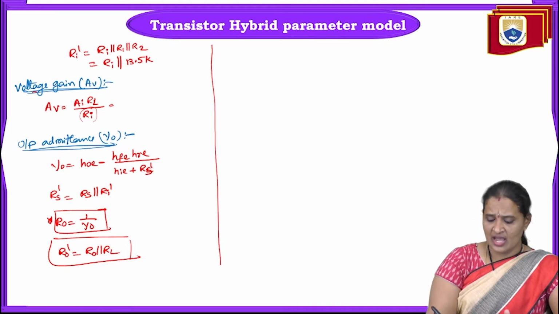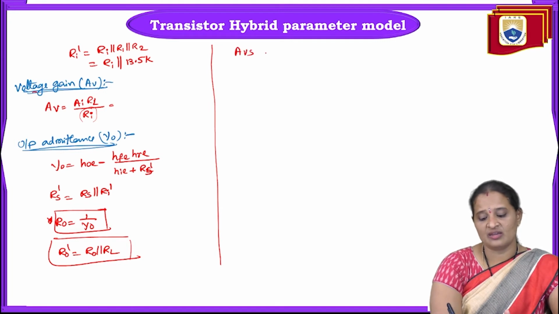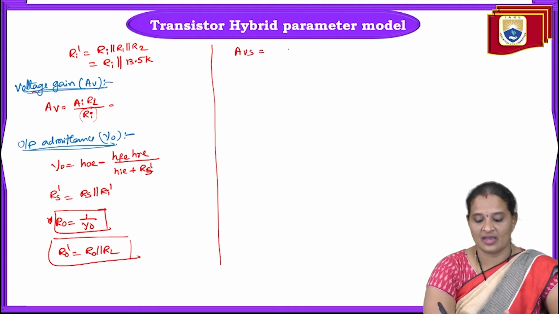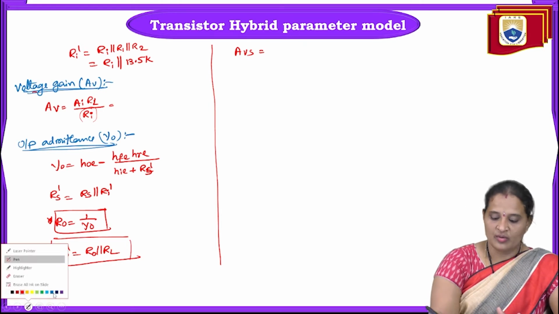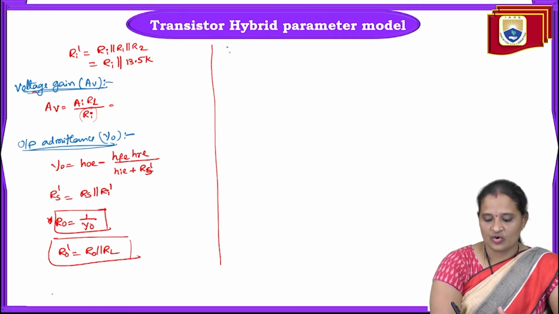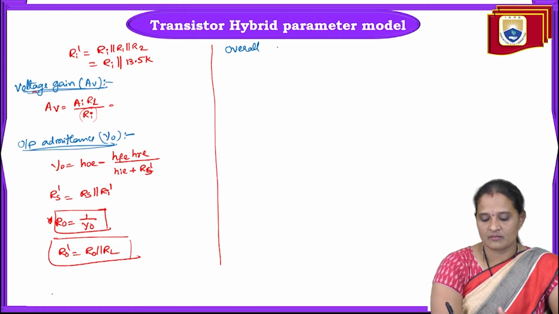So here he didn't ask for AVS and AIS, but we can also find AVS and AIS. What is AVS? AVS is nothing but the overall voltage gain.